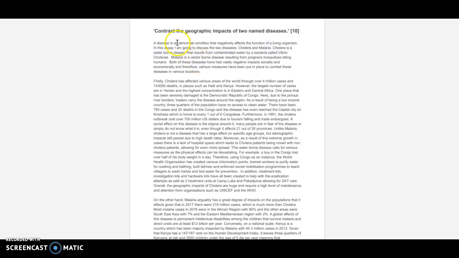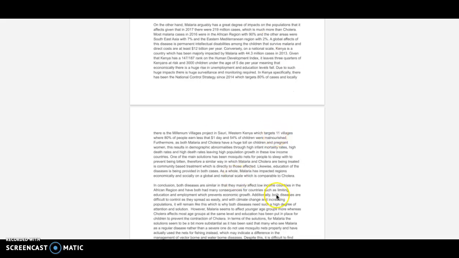So I'm doing my definitions. I'm saying I'm going to discuss these 2 diseases and what they are, defining them. They have vastly negative impacts, socially and economically. Therefore, various measures have been put in place to combat them in various locations. So I decided to do each disease in each paragraph.